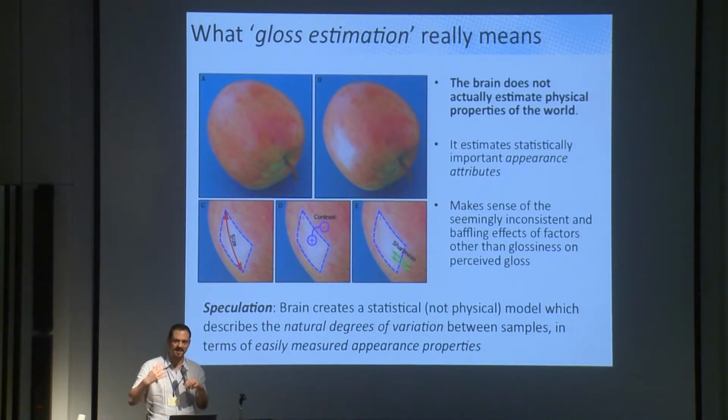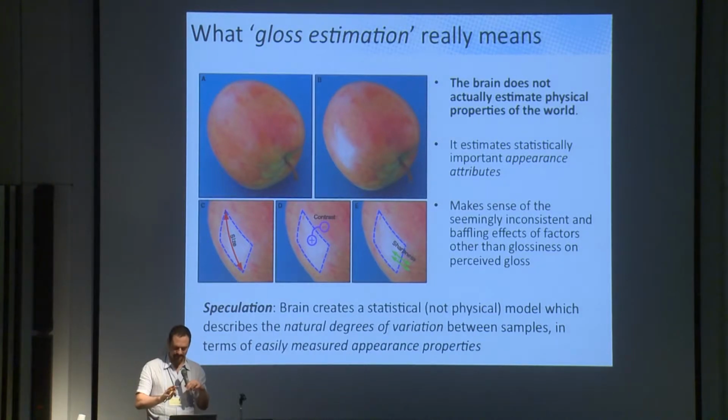So you're not estimating physical parameters, and you're not just using heuristics. You're building a model that explains the structure that is observed in images. That structure arises from the physics of the world, but is not a direct representation of the physics of the world. And I think that if you think about material perception in this way, it allows you to make sense of these seemingly inconsistent and sometimes baffling effects of one factor on another factor in a much more rational and coherent way.